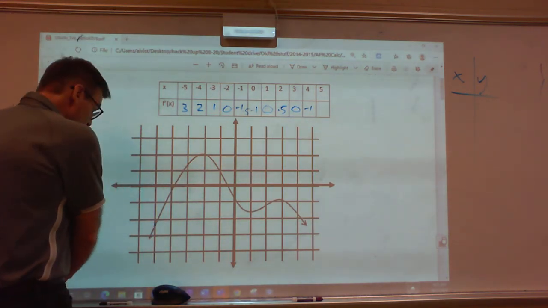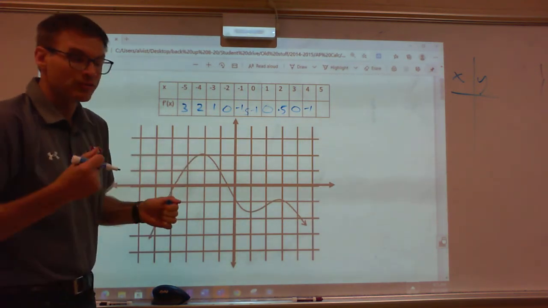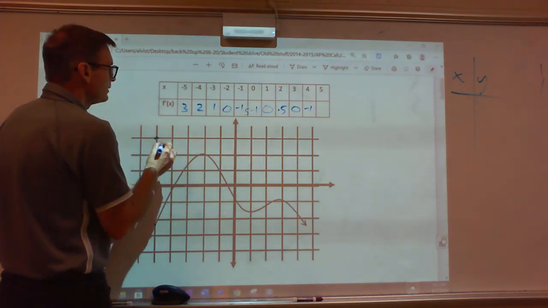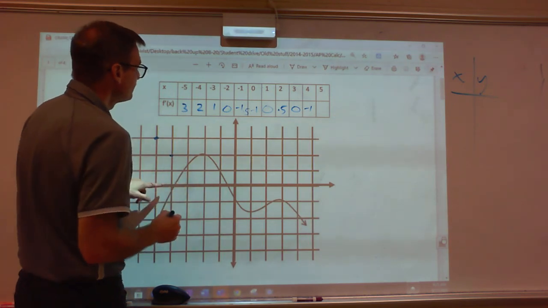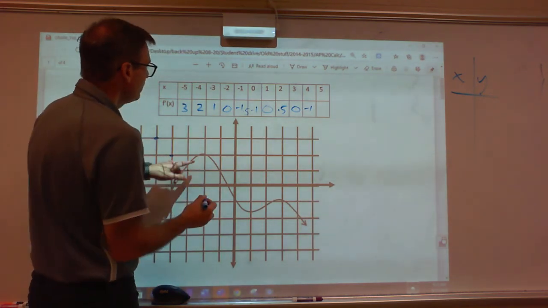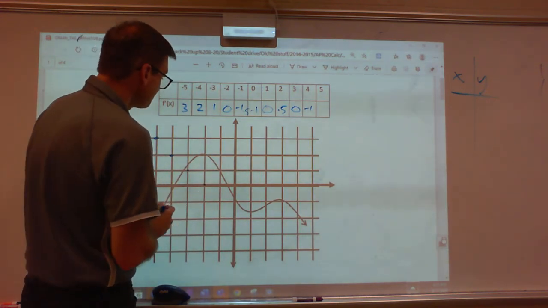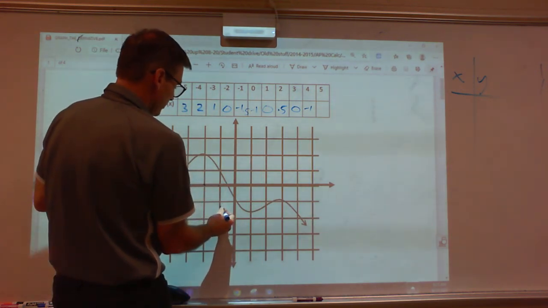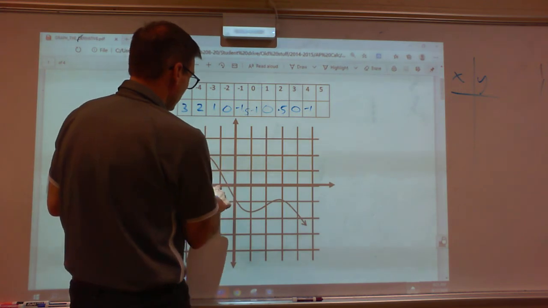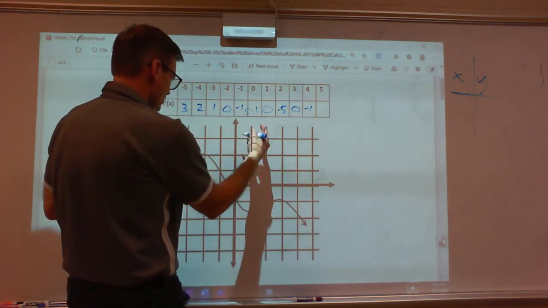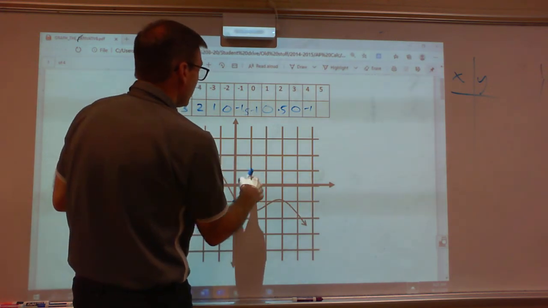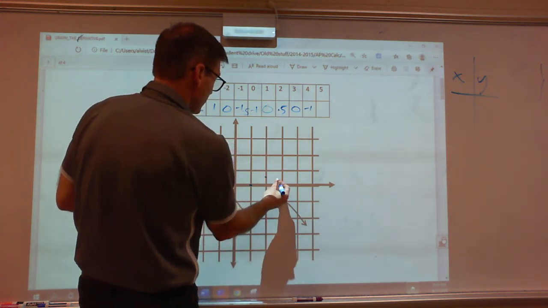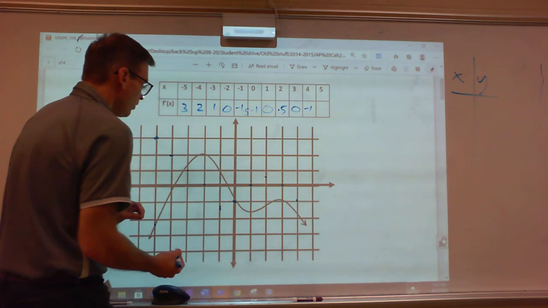So I guess since I use blue, I'm going to graph the derivative. And so when I graph the derivative at -5, I'm up at 3. So 1, 2, 3, I get a dot. At -4, I'm at 2. At -3, I'm at 1. And at -2, I'm at 0. At -1, I'm at -1.5. At 0, I'm back at -1. At 1, I'm at 0. At 2, I'm at 0.5. Then I'm back at 0. Then I'm down to -1.